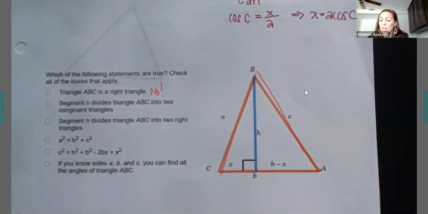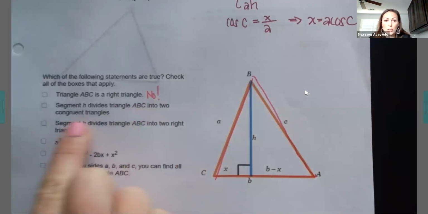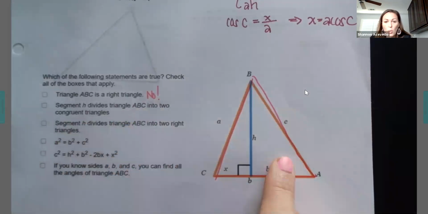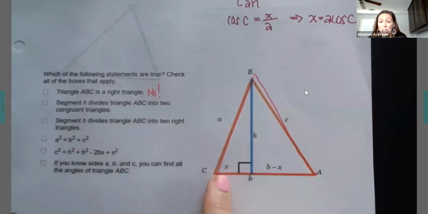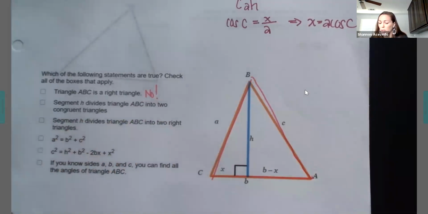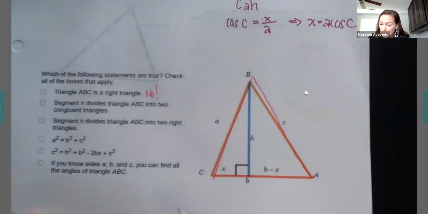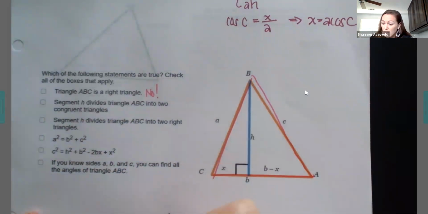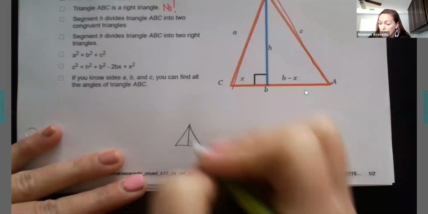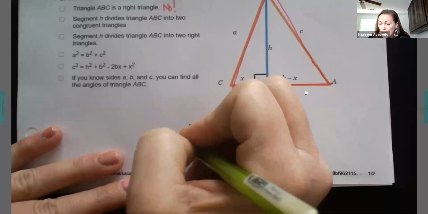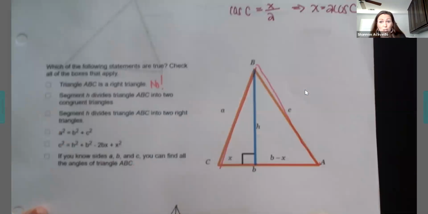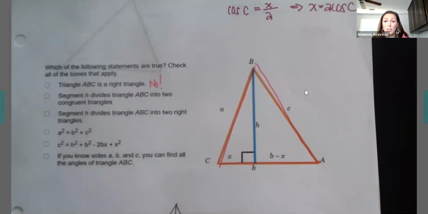Let's read the next one. Segment H divides triangle ABC into two congruent triangles. Are these two triangles going to be congruent? Well, visually looking, they don't look congruent, and there's nothing marked saying that this side is equal to this side. And how do you know what something marked would look like? If you remember when we talked about triangles being congruent, probably in another class, you can mark pieces congruent with little tick marks like this. So there are no markings. You can't assume that they're congruent. There are no values given. So no, these are not congruent triangles.